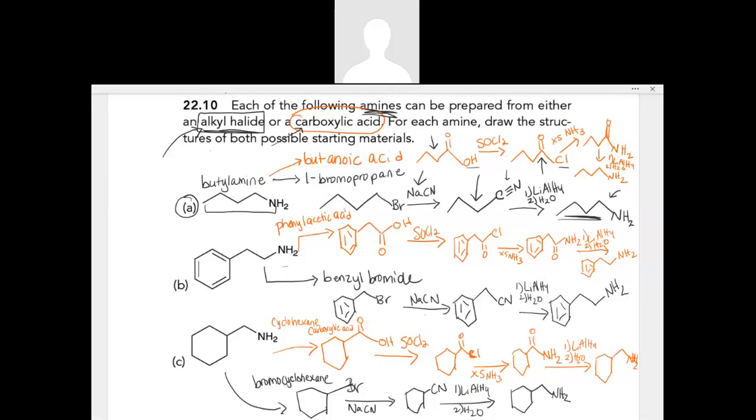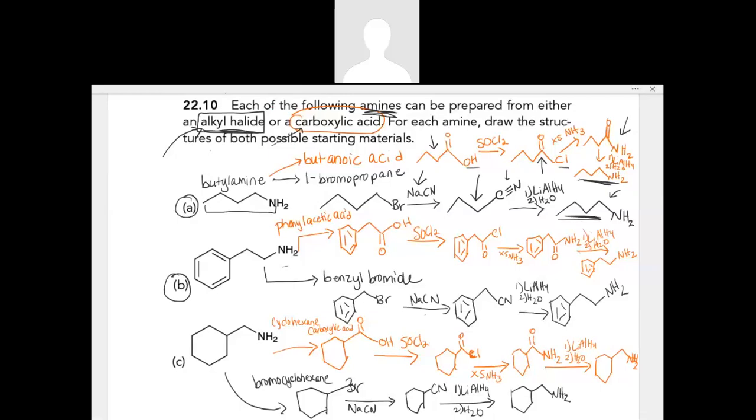Then we treat this acid chloride with some excess ammonia. That becomes this amide shown up top here. And then once again, we do the same reduction step at the end with lithium aluminum hydride and water, and we end up with our butylamine that we're looking for. All right, let's take a look at compound B now.